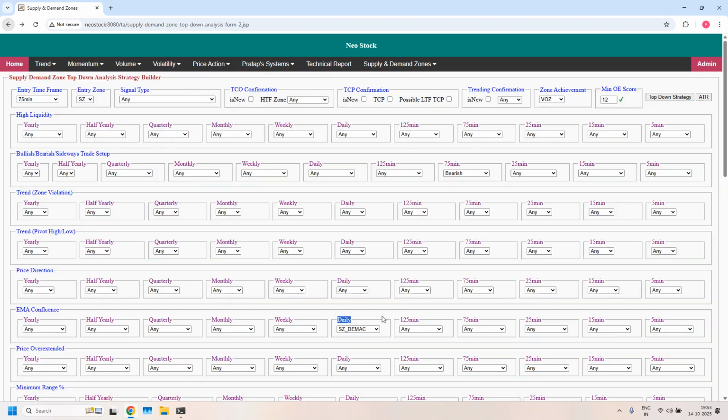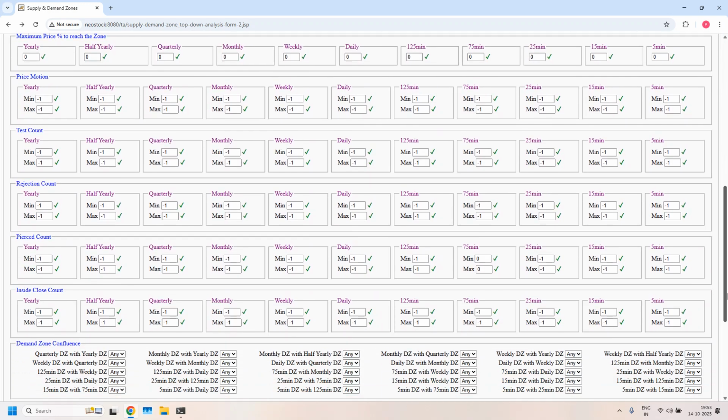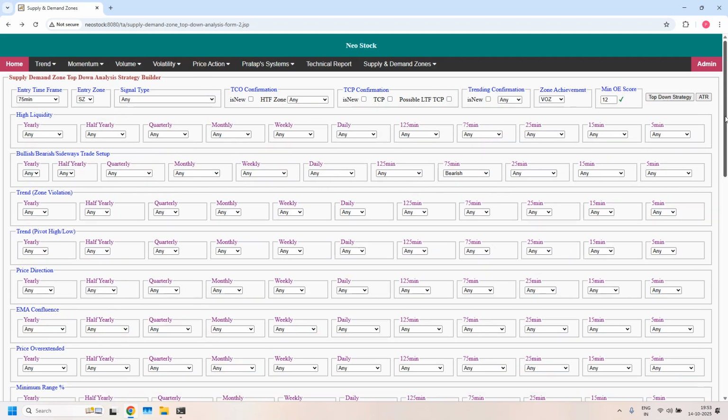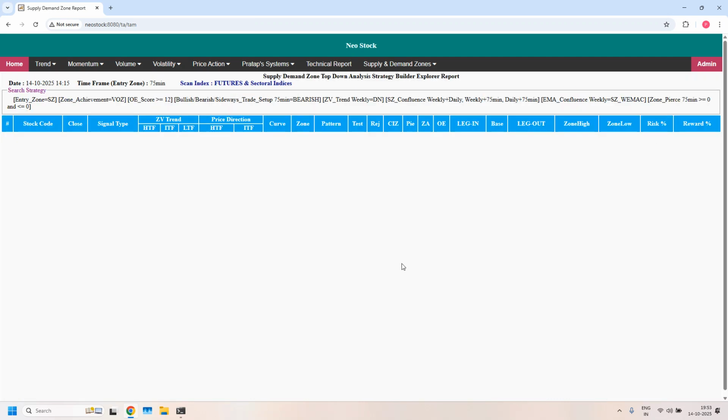Okay, as per the second strategy, I have to remove the ITF EMA filter. In the supply zone confluence, 3 filters I have to set: 75 minutes and daily, 75 minutes and weekly, daily and weekly supply zone confluence, and then EMA confluence, a weekly supply zone with weekly EMA confluence, and also trend on the weekly should not be sideways. It should be downtrend because it is a bearish trade setup. No stocks are filtered as per the second strategy. So this is the bearish trade setup for weekly income trade.